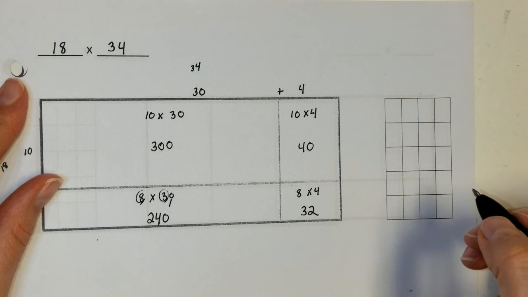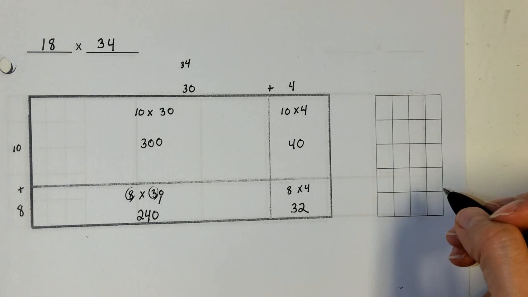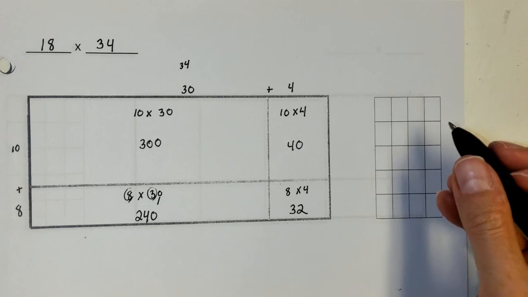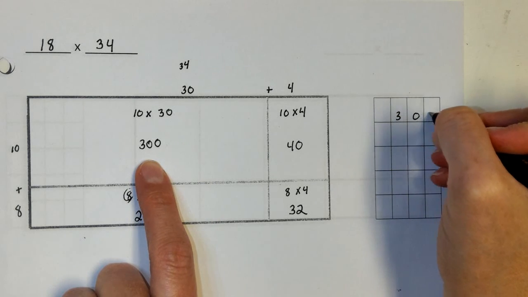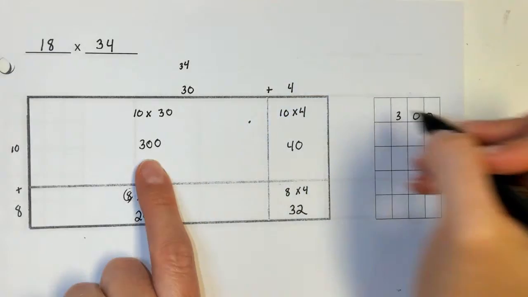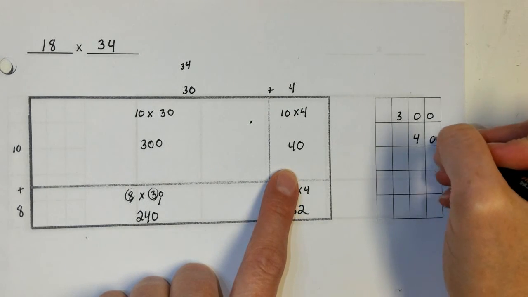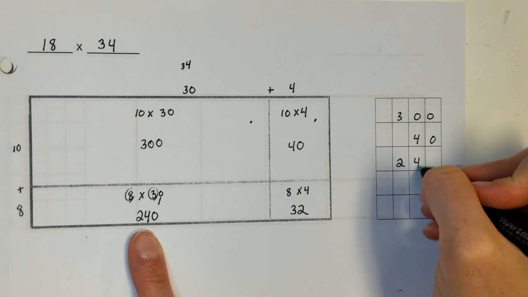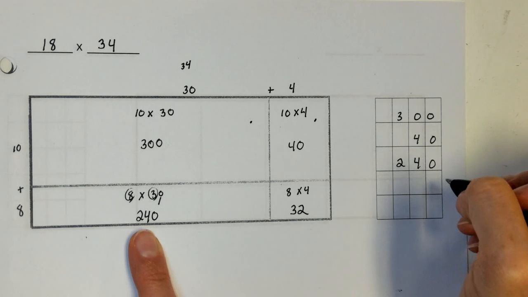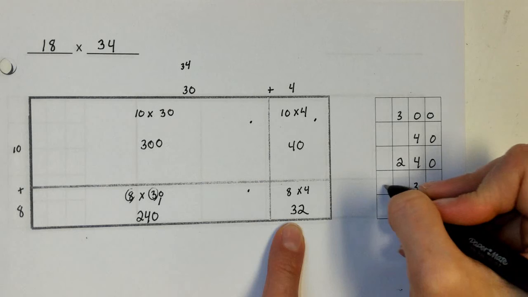32. All right, what is my last step? What's my last step, Charlie? I add the products. All right, well, let's write the products down first. So I have 300 plus 40 plus 240. I like these grids because it really helps us make sure we write our numbers in the correct column.